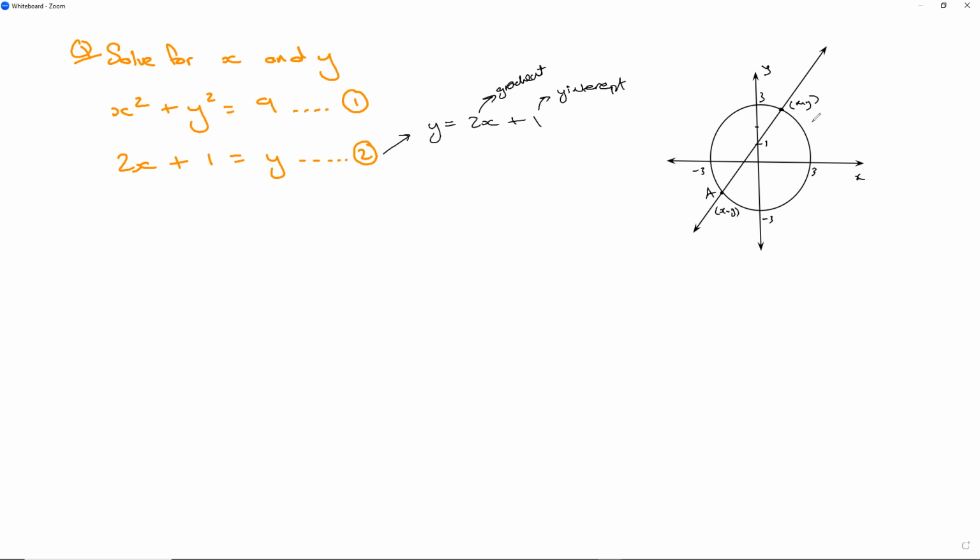Let's say we call this point A and we call this point B. And that's what we want to find. We want to find those two coordinates. We want to solve for x and y in this question.